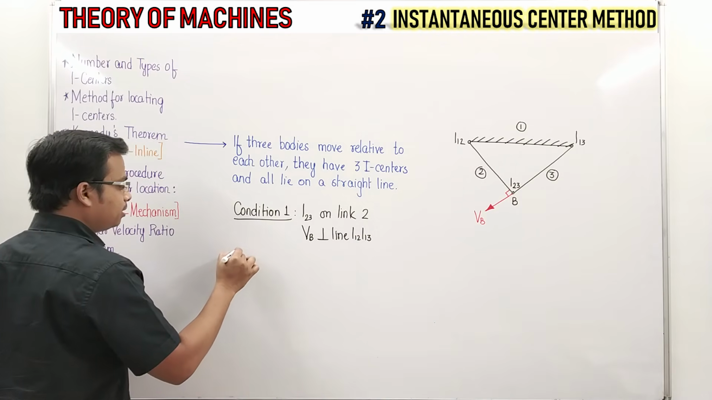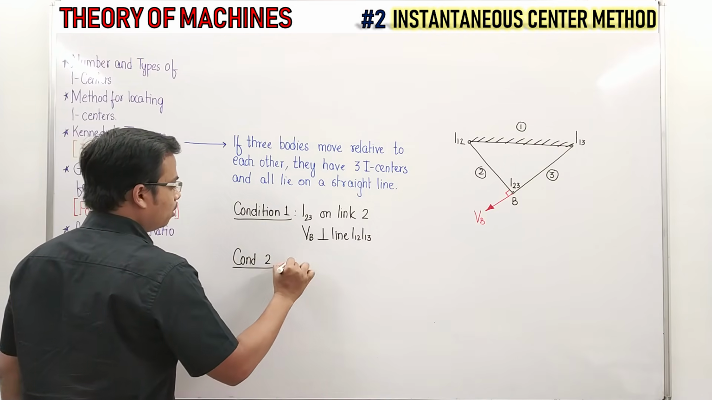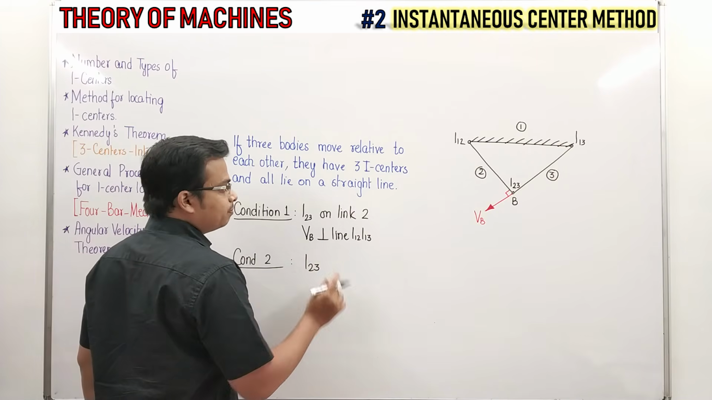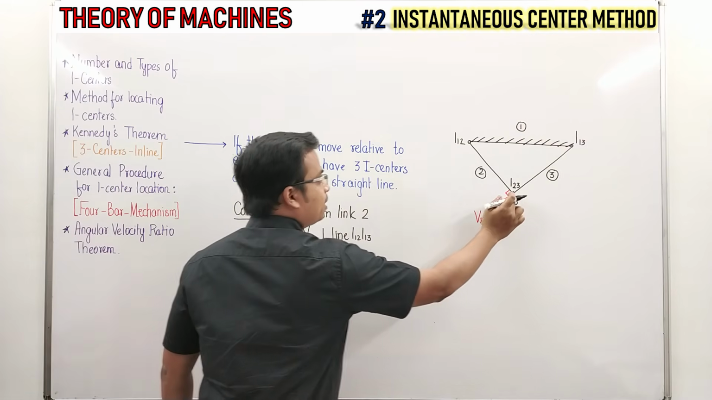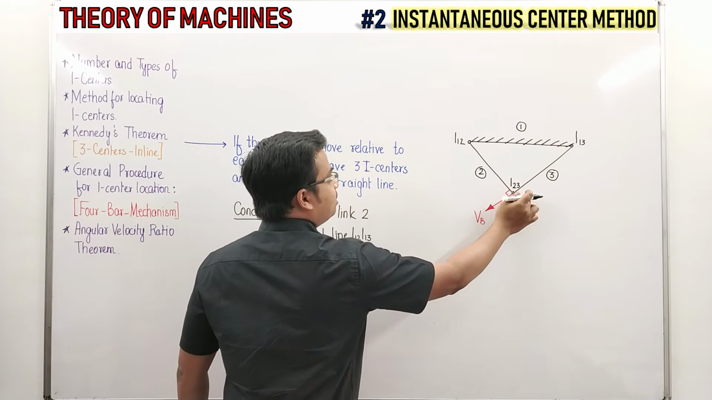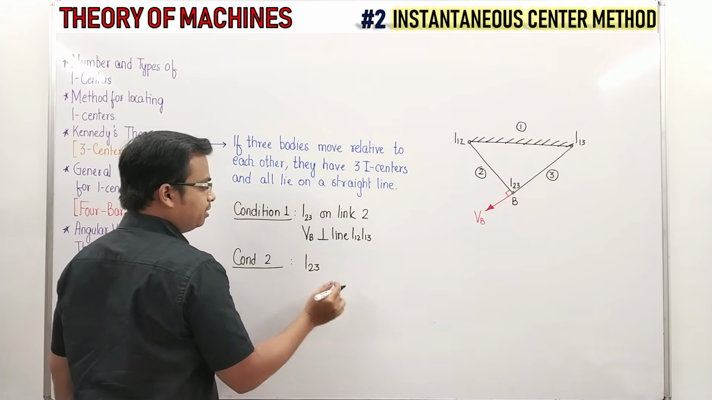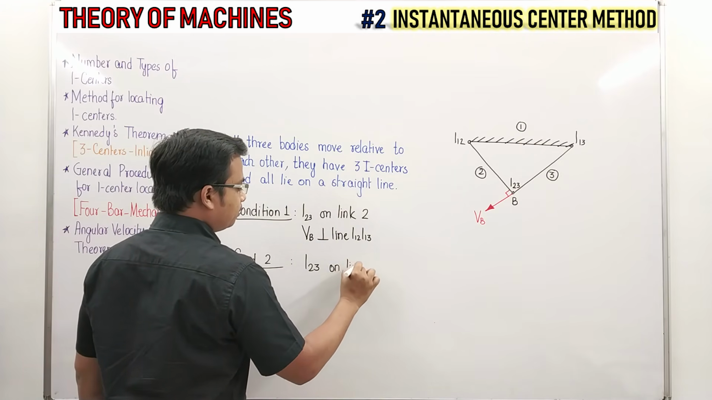Let us take a look at another condition. This is condition 2. In condition 2, we'll consider this eye center, I23, on link 3. Now this is a common eye center. So this common eye center is for link 2 as well as link 3 for sure. This is the fundamental of eye centers. So I23, now let us consider it on link 3.